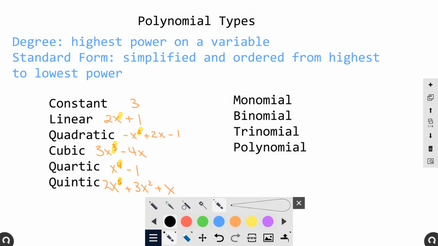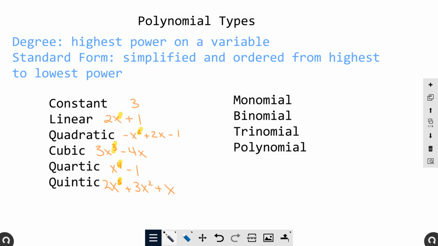After that, anything beyond a power of 5, we say it's the nth degree. So if it has a power of, let's say, 8, we'd say it's the 8th degree polynomial. So whatever after 5, the nth degree.